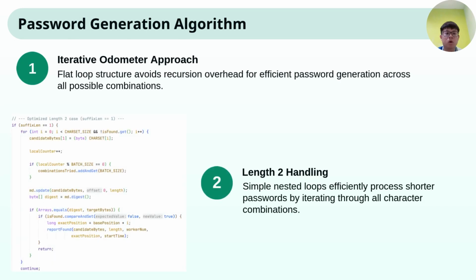I will now explain the core algorithm. We use an iterative approach. This is a flat loop structure, which is crucial because it avoids the heavy memory overhead of recursion. For length 2 handling, we use a simple nested loop strategy. This is extremely lightweight and lets us rapidly check all two-character combinations without complex logic.